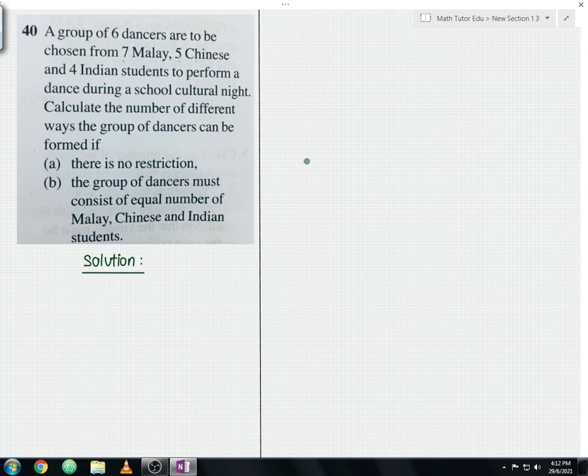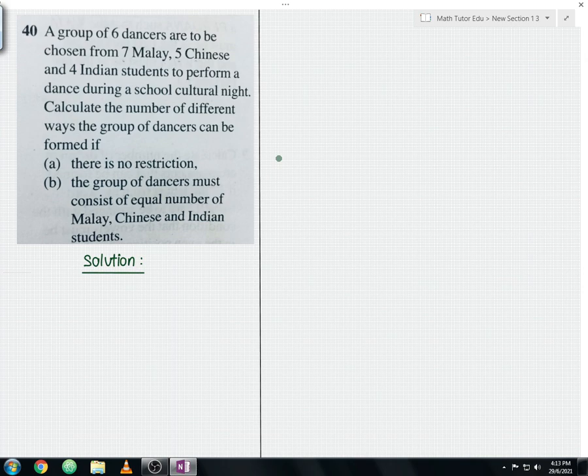Okay, in this video I'm going to discuss two questions regarding combinations concept. So you are now looking at the first question. Let me read the first question now. A group of 6 dancers are to be chosen from 7 Malay, 5 Chinese and 4 Indian students to perform a dance during a school cultural night. Calculate the number of different ways the group of dancers can be formed if there is no restriction for part A, whereas for part B, the group of dancers must consist of equal number of Malay, Chinese and Indian students. So this is question 1.